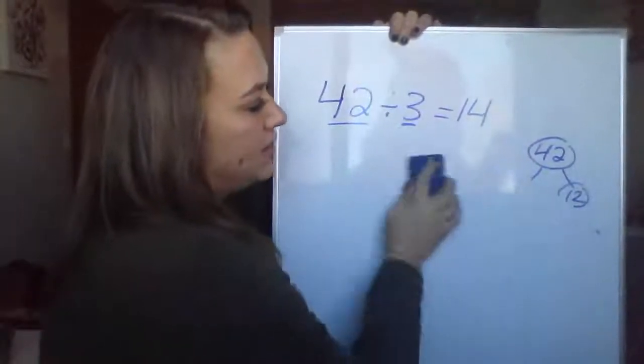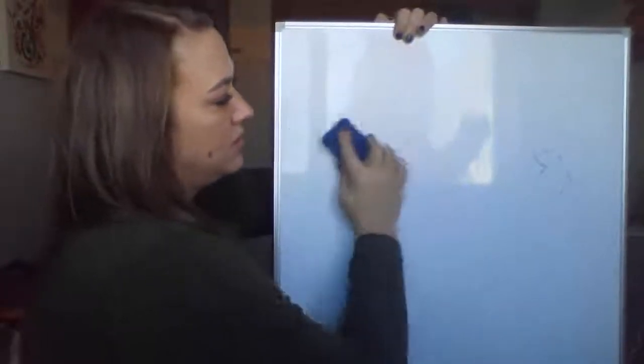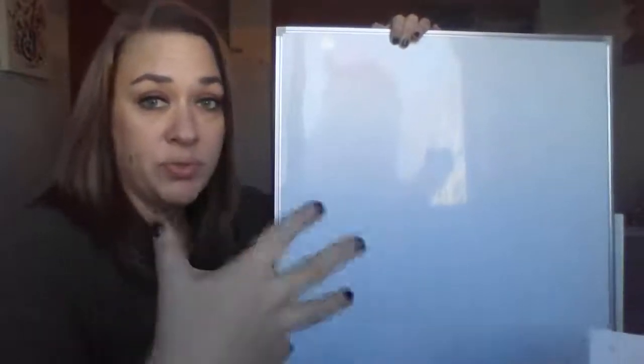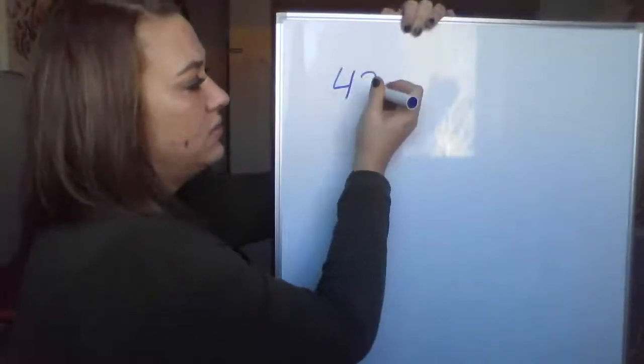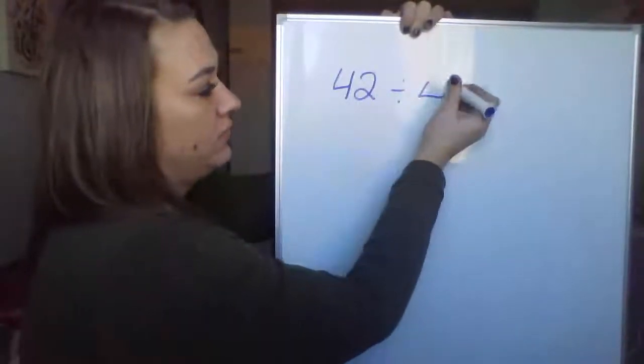And when you guys are setting up your area model, we have to make sure that the numbers that we break it into are multiples of our divisor. So our divisor has to equally go into that number. And if it doesn't, then that means we're going to have that remainder. Okay. So for example, if we still were working with 42, but now we're going to divide it by 4.